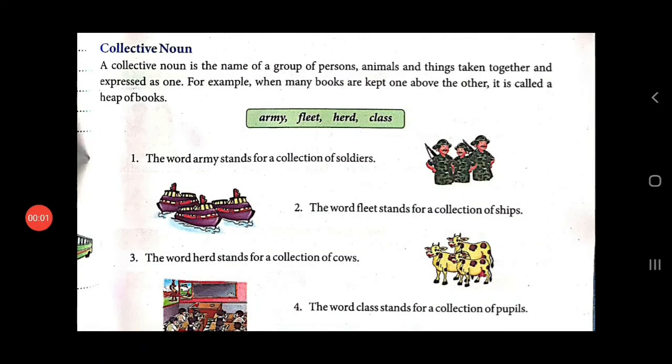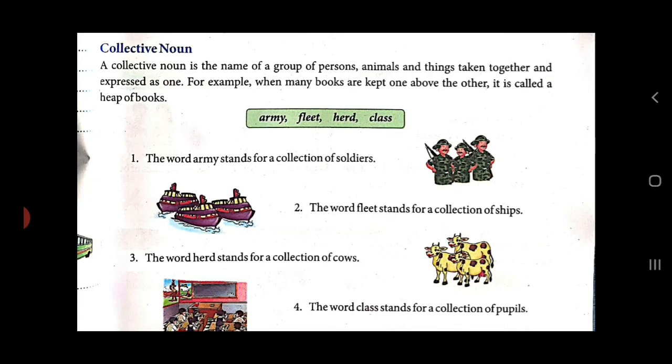Page number 19, collective noun. A collective noun is the name of a group of persons, animals and things taken together and expressed as one. Children, when we are talking about a group of persons, it can be a group of animals, it can be a group of things, then that group is given a name, okay? And that name is known as collective noun. That name is used for that particular group which is expressed as one.